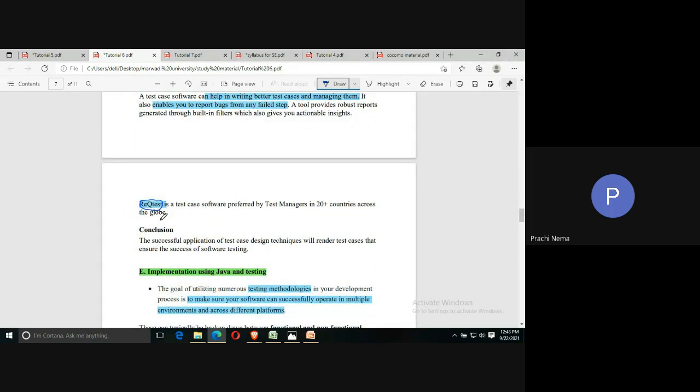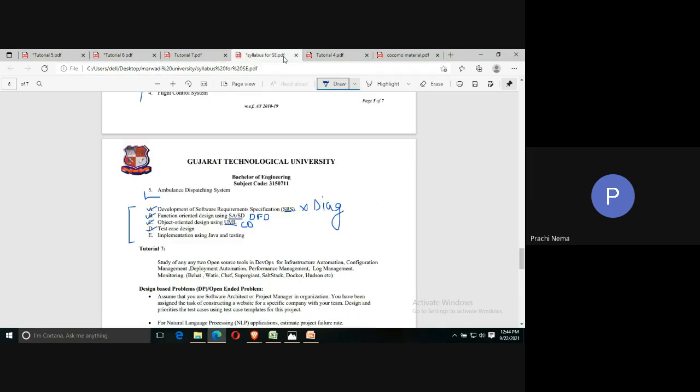Rec test. Okay, Rec test is the name of the tool which is available, and it is preferred by many companies across the world. So you can use it. For that, you need to see if it is open source or paid version, or you can find other types of tools which are available for designing the test cases. So this is what you have to do for your point number 4.